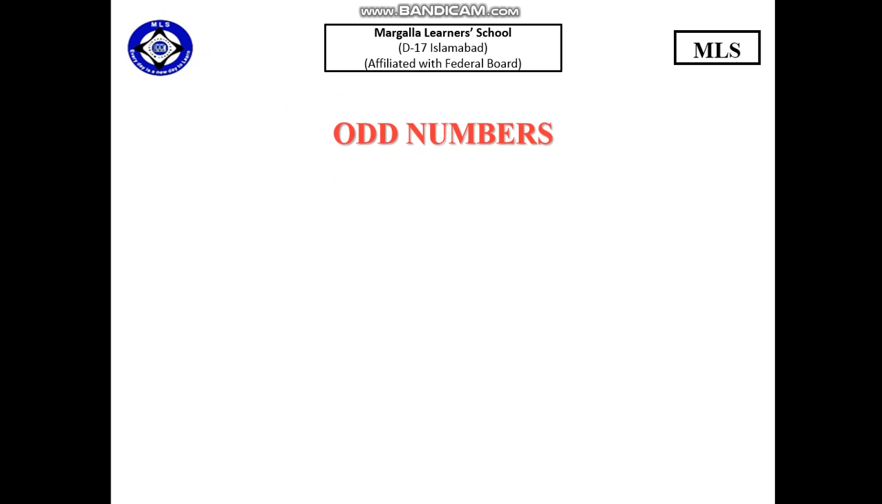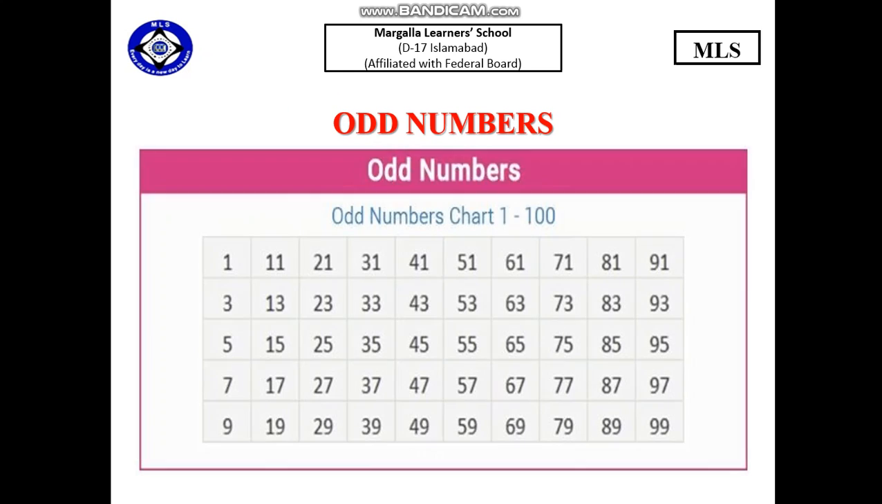Now let's talk about odd numbers. What are odd numbers? Here is a chart given about odd numbers from 1 to 100. Now look at the numbers carefully like 1, 3, 5, 7, and 9. These numbers are called odd numbers. So whenever in two digit you see 1, 3, 5, 7, and 9, it means that all of them are odd numbers.